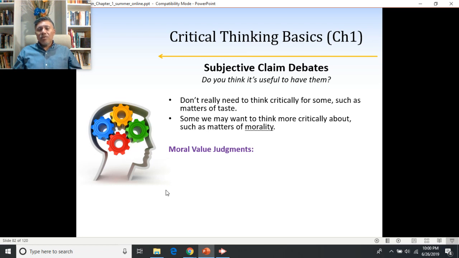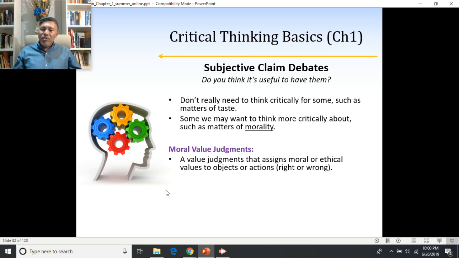So a moral value judgment is a value judgment that assigns moral or ethical values to objects or actions. These are claims that talk to the morality or ethical values of a person. So I'll list some claims to you, and then you can try to figure out for yourselves whether or not you think they are moral value judgments.